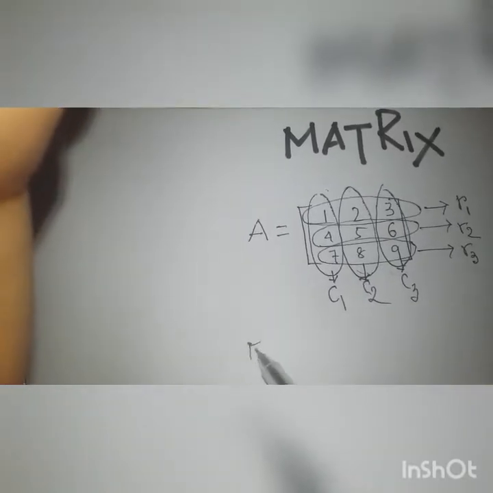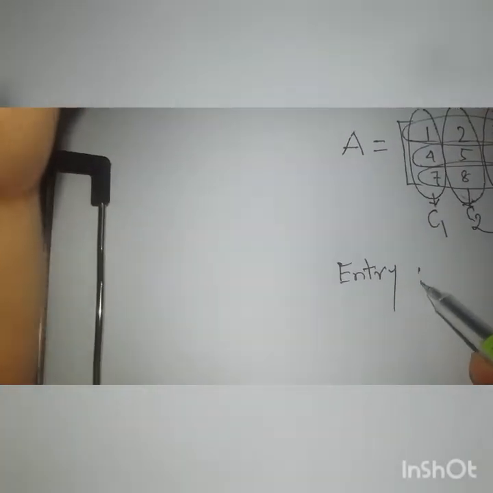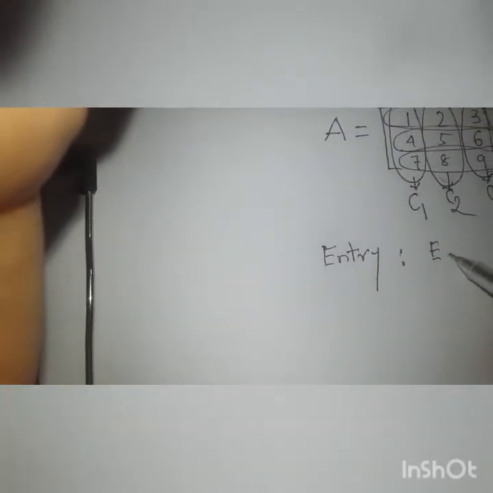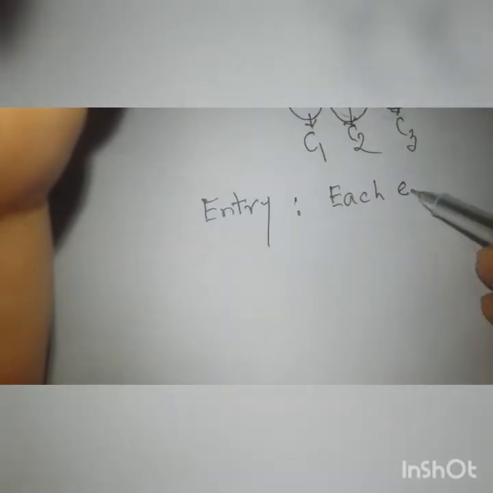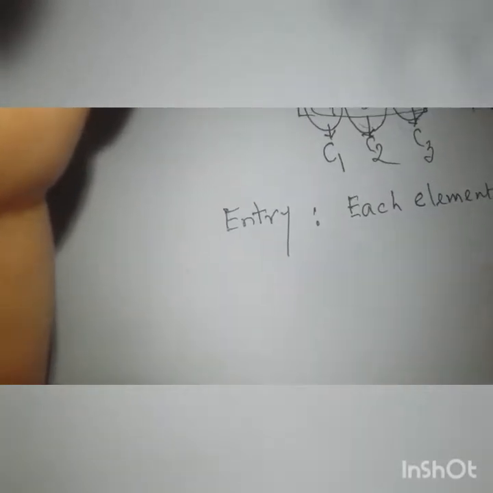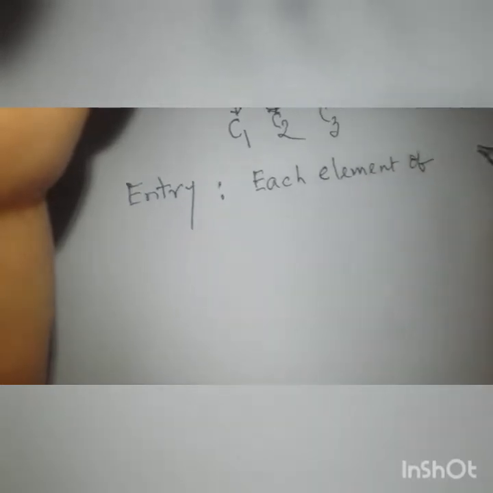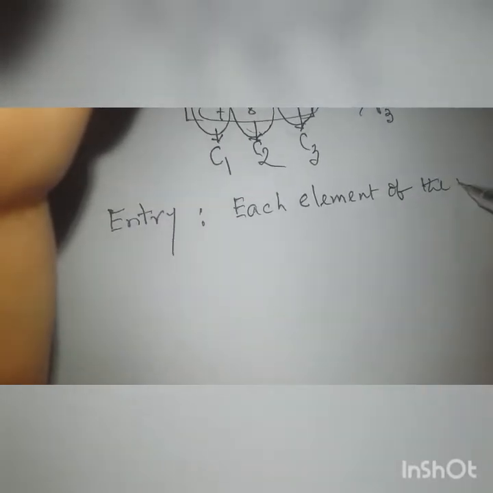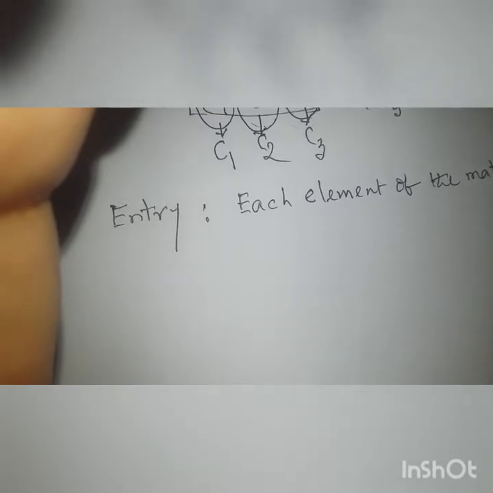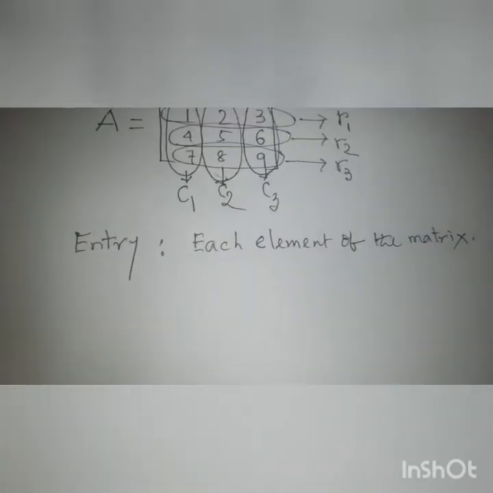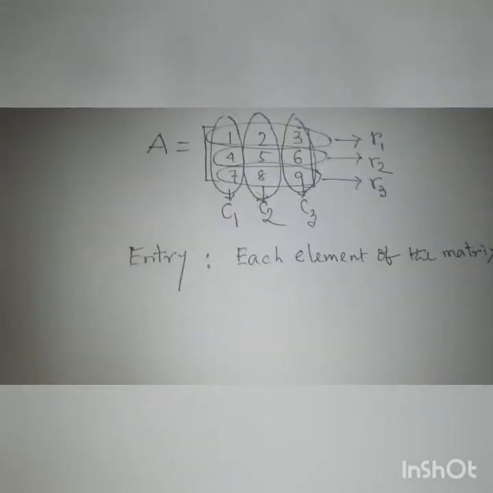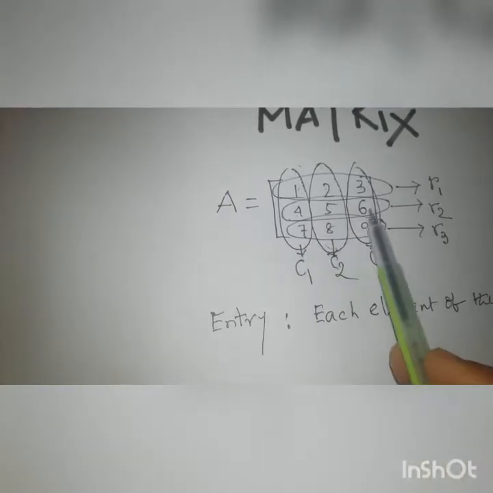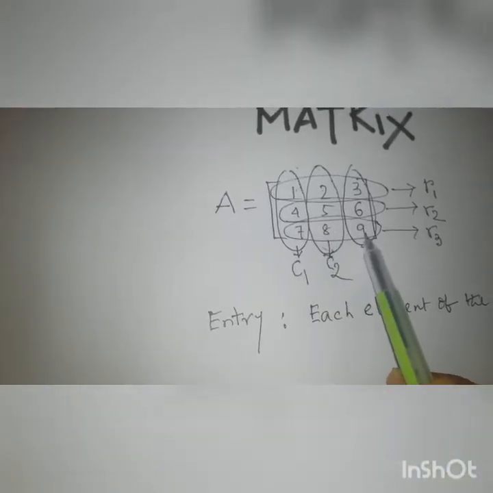Second is the entry of the matrix. Entry means each element of the matrix. Each element of the matrix is called an entry. So there are 9 elements: 1, 2, 3, 4, 5, 6, 7, 8, 9. That means there are 9 numbers, so there are 9 elements.